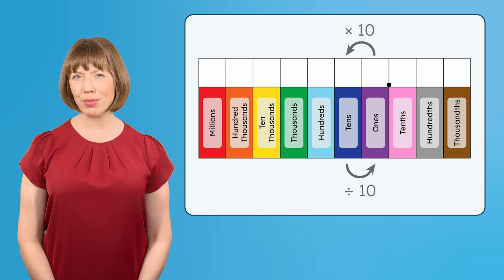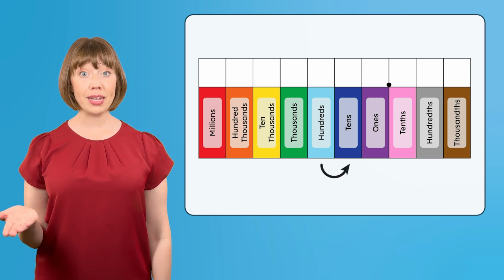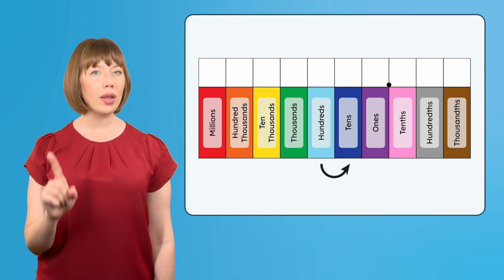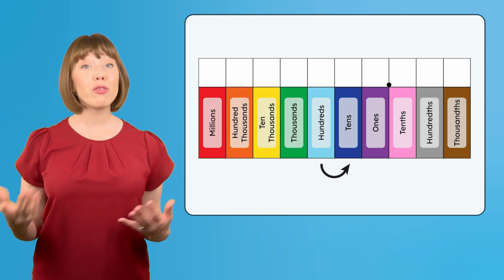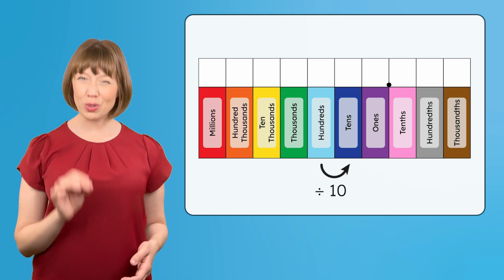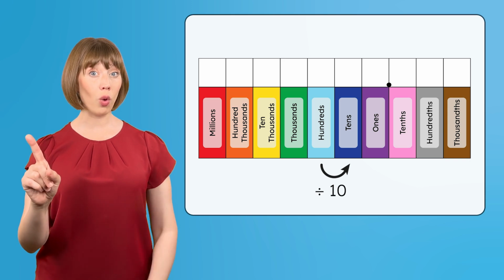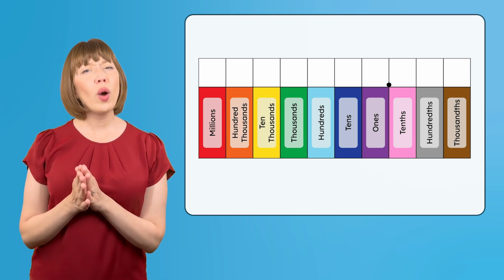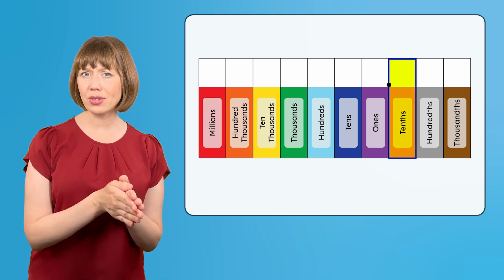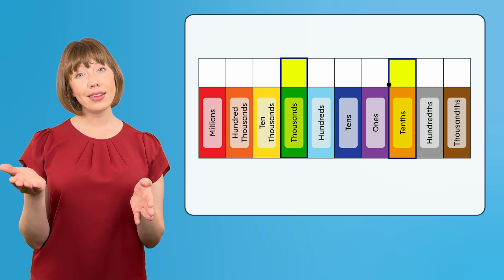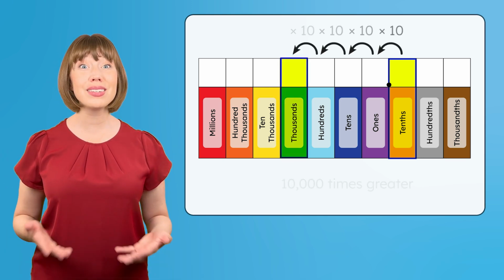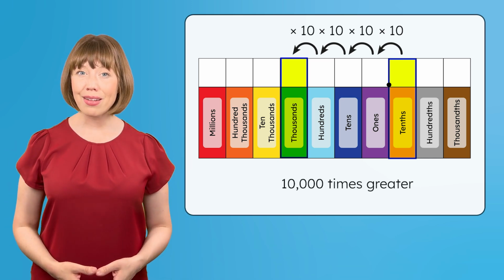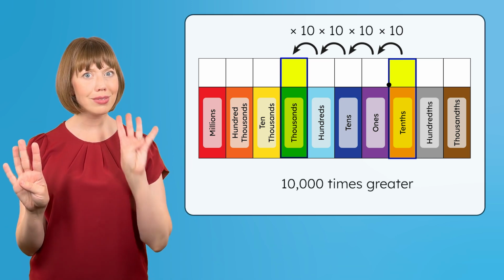Let's look at a couple of examples. From the hundreds place to the tens place is one place value apart, or one place value jump. And the value becomes 10 times smaller. One jump, 1 zero. What about from the tenths place to the thousands place? That's 4 places apart, and the value becomes 10,000 times greater. That's 4 jumps, 4 zeros. Excellent work!